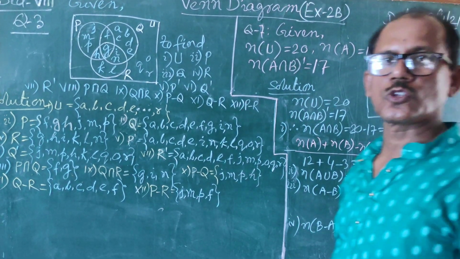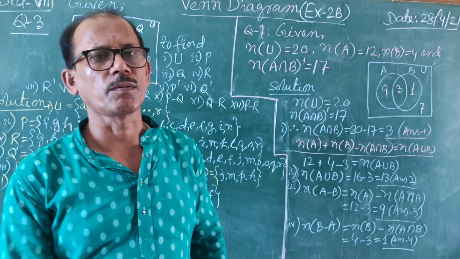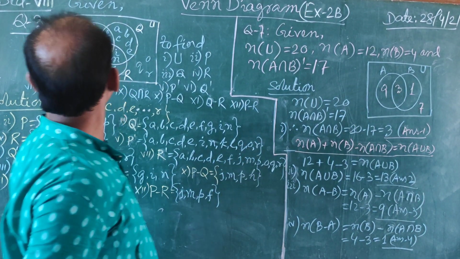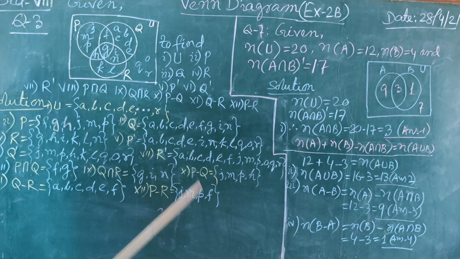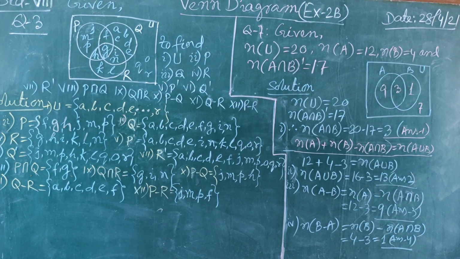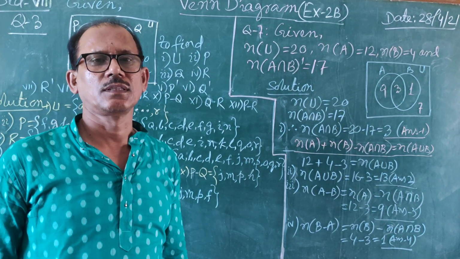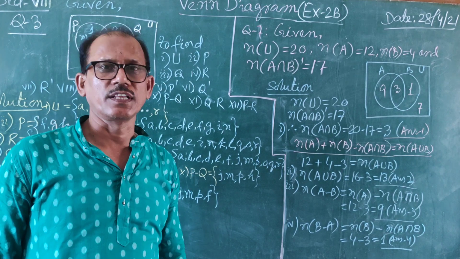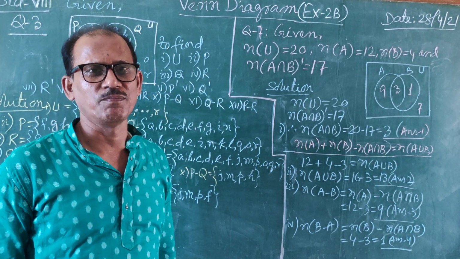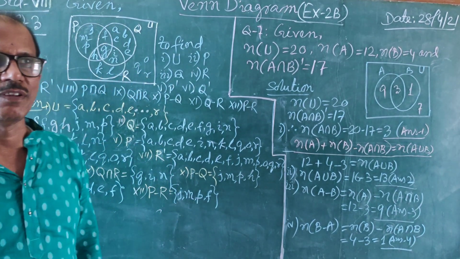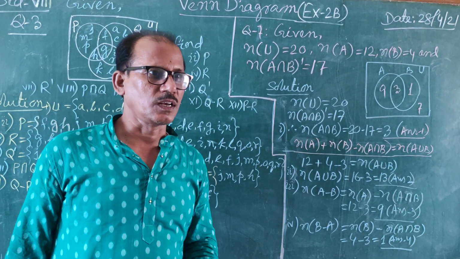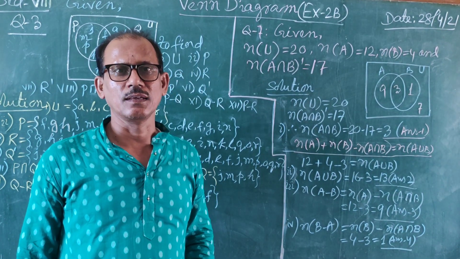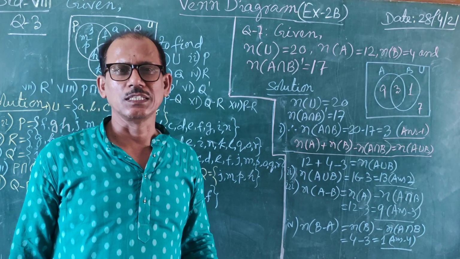Okay, students, we will solve a Venn diagrams problem, exercise 2b. I have taken question number 3. There are a few questions in this. It's a very nice subject, I will tell you. Things are very simple once you understand Venn diagrams. If a Venn diagram is given to you and you know what the regions of the diagram indicate, then solving is very nice.